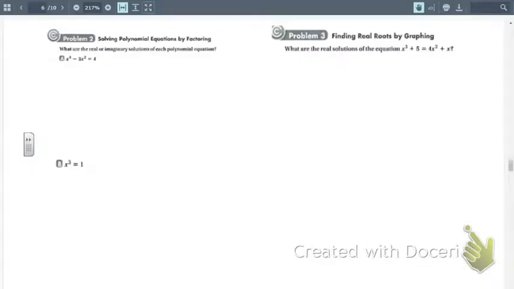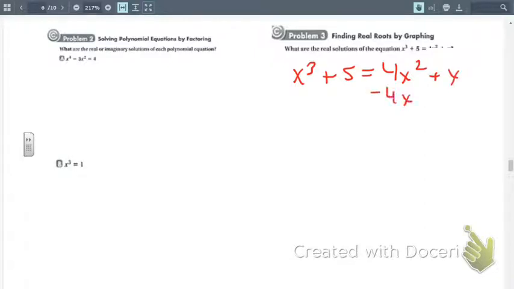Okay, so we're going to skip problem 2. I'm not going to worry about that, and we're going to go right to problem 3. So this will be the only example problem left that we'll do. So it says, and for whatever reason on my screen it didn't come in, but we have x cubed plus 5 equals 4x squared plus x. So let's get everything to one side.